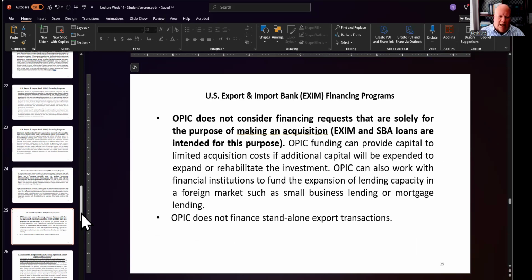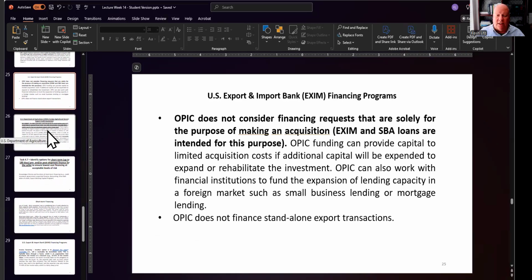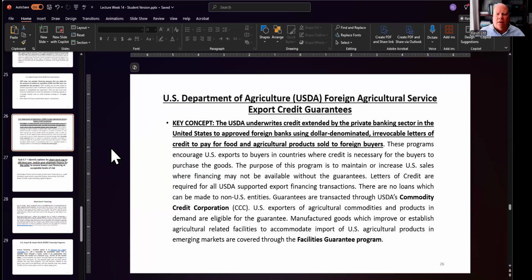Now, one caveat, one footnote: when you go to OPIC, don't tell your CEO, hey, I'm going to go buy a factory in that foreign country, so I'm going to get some financing. No, OPIC does not provide money to, nor does SBA, for just letting you go buy another company. All right, agriculture, they do similar things. Underwrite credit to make sure you get paid if you're in the agriculture area.